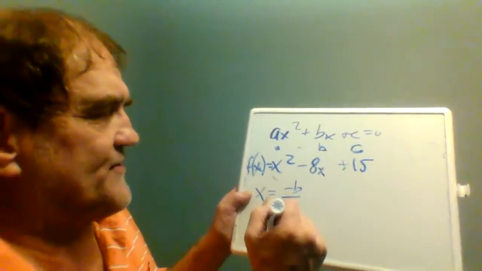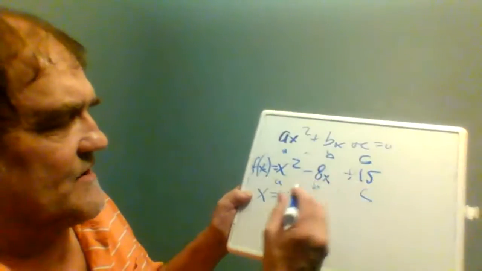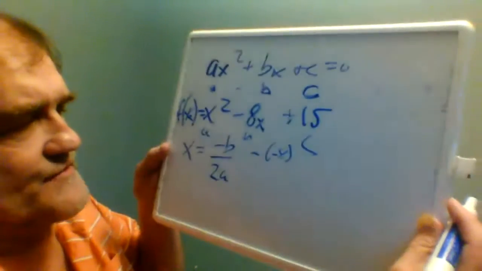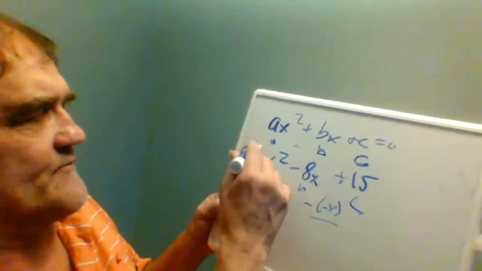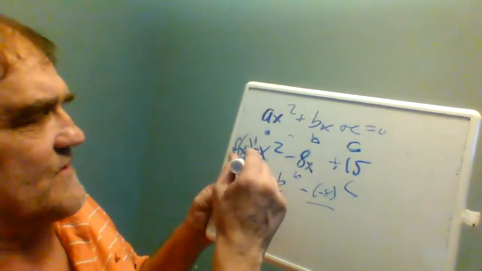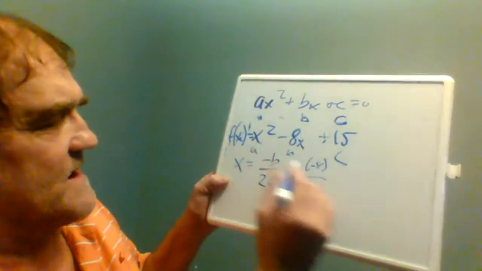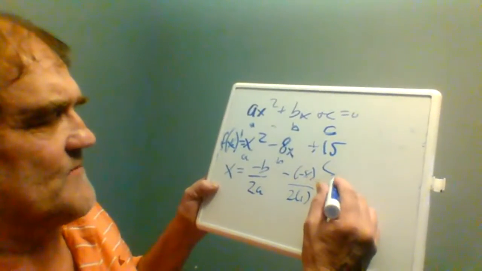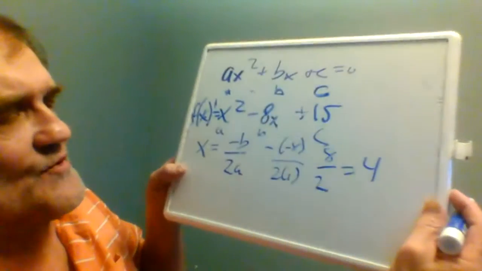So what do we do in this case? This is a, this is b, this is c. So negative b is going to be negative 8. And then you have over 2a, and this is a 1. X all by itself means 1 is right next to it. Anything that's got just a variable has a 1 next to it. So 2 times 1. You got negative 8 times a negative makes it 8 over 2, which means 4. So your x is going to be equal to 4.